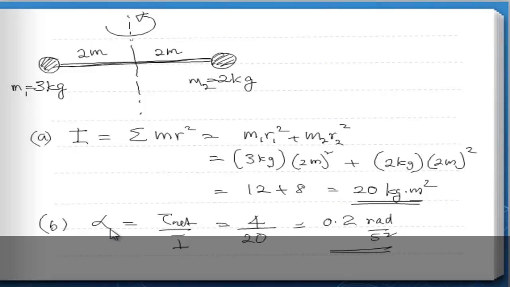So the angular acceleration is net torque divided by the inertia. The net torque is given as 4 Newton meters in the question, and we found the inertia, which is 20 kilograms meter squared. So 4 divided by 20, that's 0.2 radians per second squared.